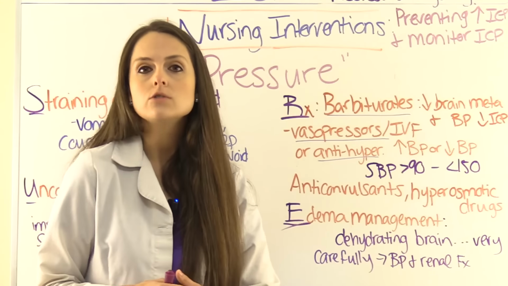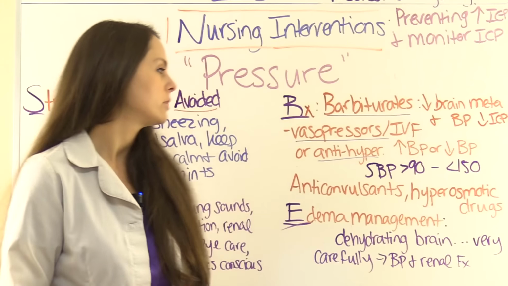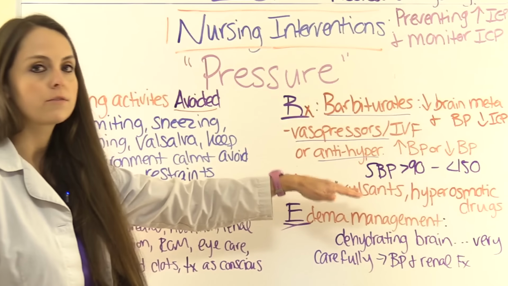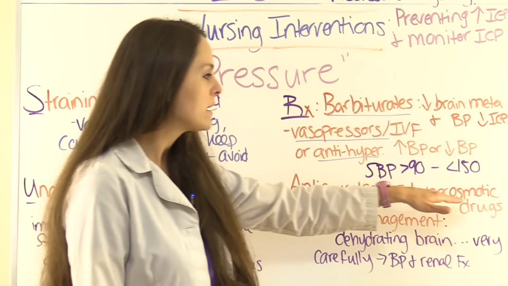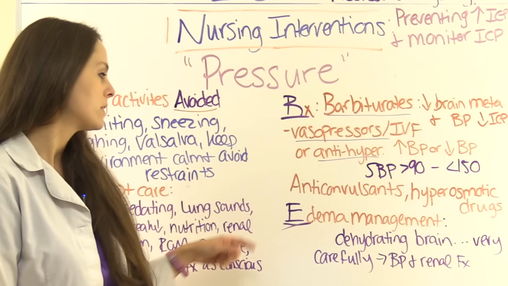And what's a normal cerebral perfusion pressure? 60 to 100 millimeters of mercury. Also, they may be on anticonvulsants because they're at risk for seizures, and hyperosmotic drugs, which leads me into the next part of our mnemonic.